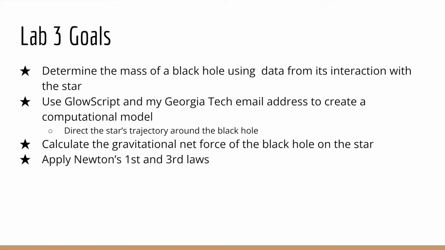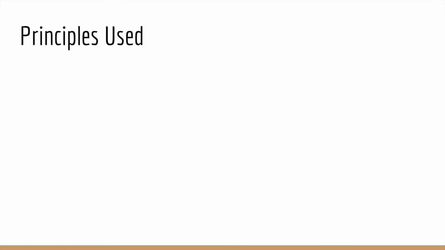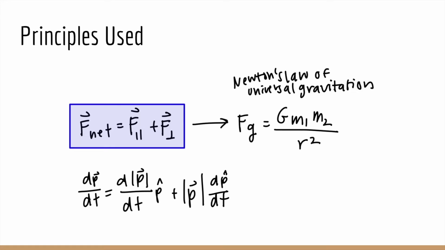The goal of the lab and the problem we are trying to solve: first we have to determine the mass of the black hole using data from its interactions with the star. I used GlowScript and my Georgia Tech email address to create a computational model to direct the star's trajectory around the black hole. Then we're going to calculate the gravitational net force of the black hole on the star. Lastly, we will apply Newton's first and third laws. These are the principles used for the lab.